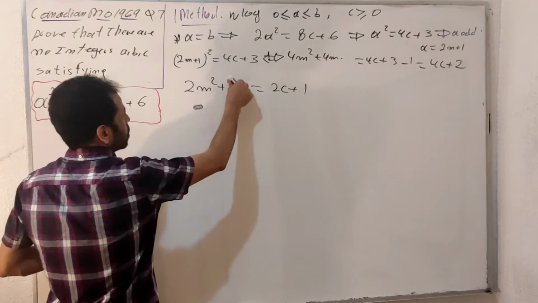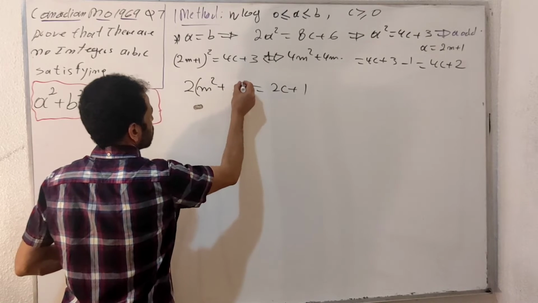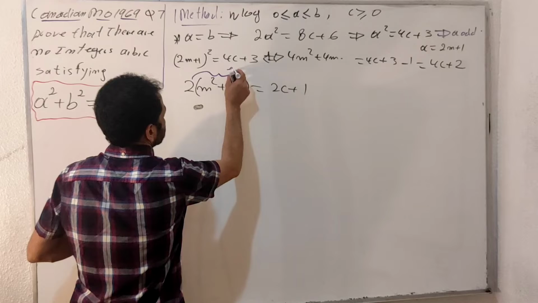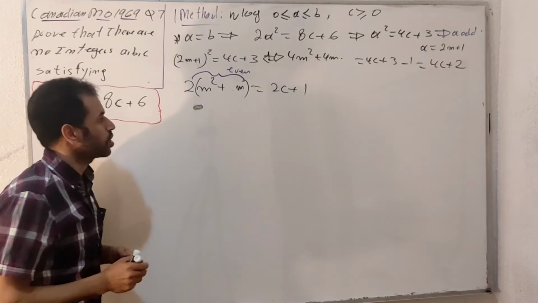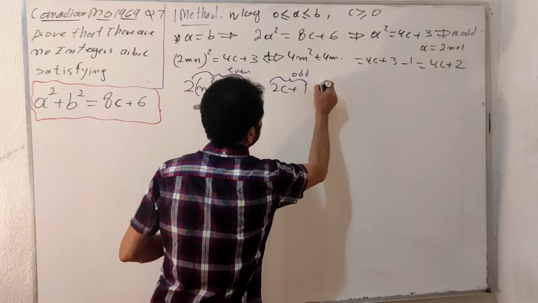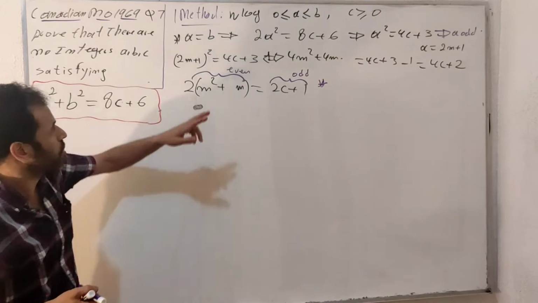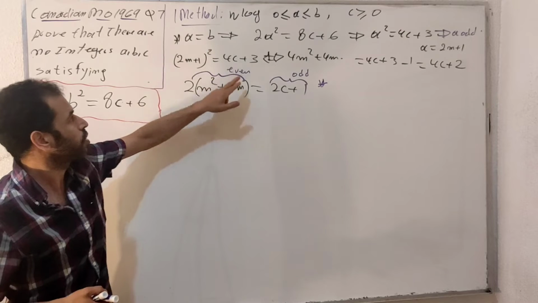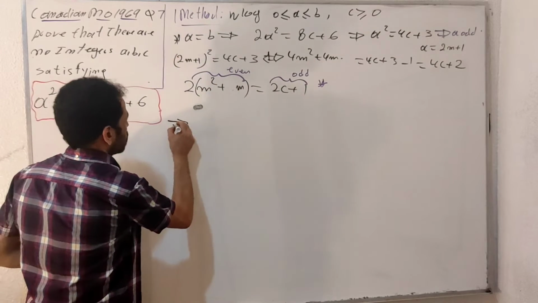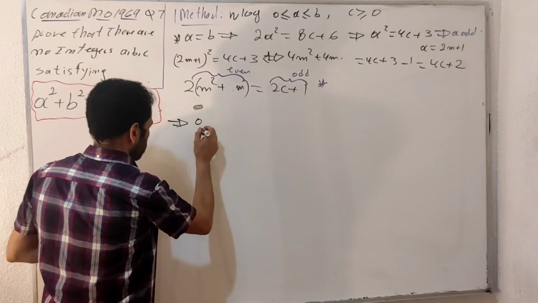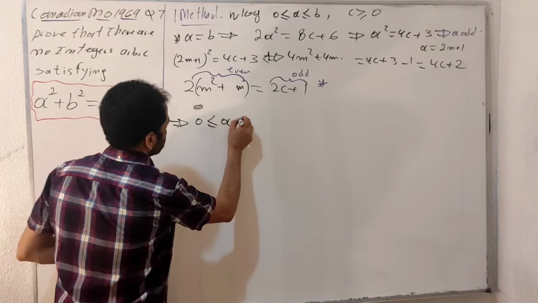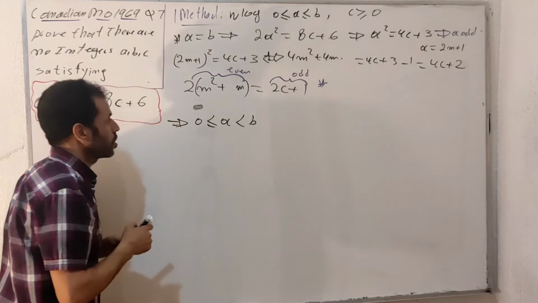So I'm going to take 2 as a common factor, like this. So this term is even. The left hand side of this equation is even, but the right hand side of this equation is odd, which is impossible. Which means a is not equal to b. Which means a is strictly less than b. So this is telling us 0 is less than or equal to a, and a is strictly less than b, like this.